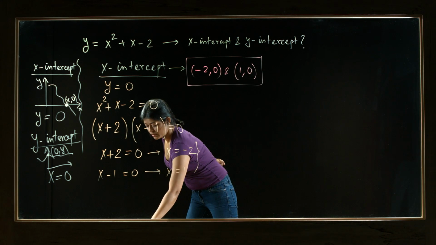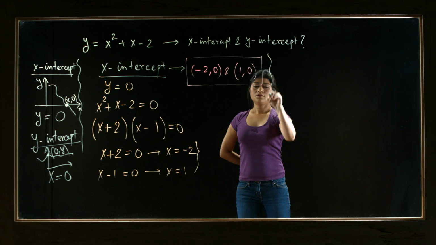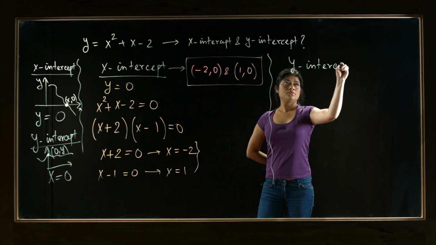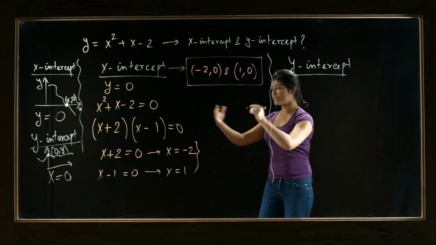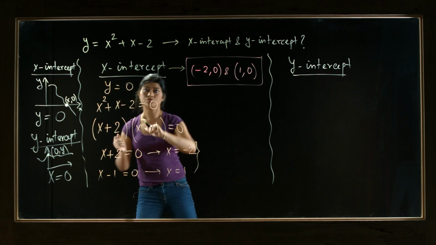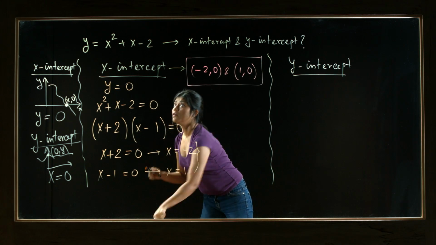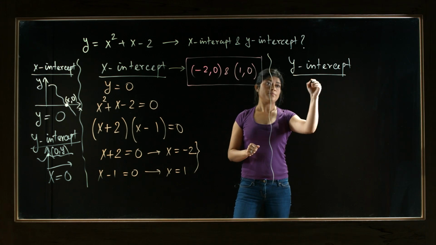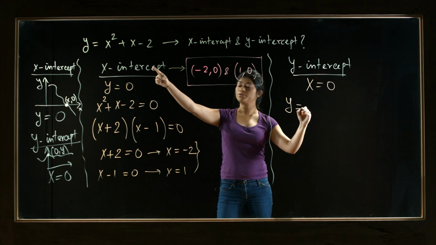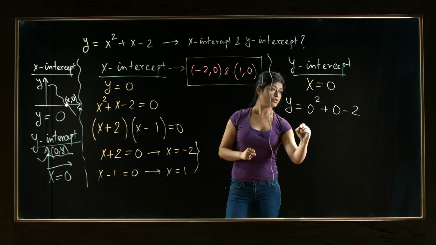All right. Now, let's try to figure out the y-intercept of this graph. It's very similar to the x-intercept. Look back: the y-intercept is when x is equal to 0, so the other variable has to be equal to 0. Let's take our equation and plug in x equals 0. So what do we get? y will be equal to 0 squared plus 0 minus 2, which is equal to negative 2.